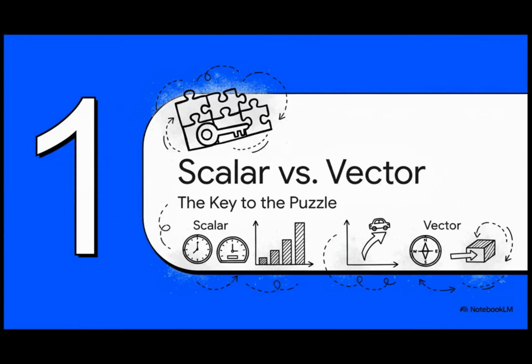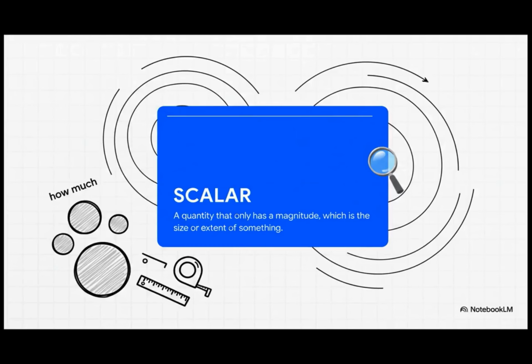The entire key to unlocking this whole puzzle comes down to just two words: scalars and vectors. Seriously, once you get what these two things are, the whole speed versus velocity thing just clicks into place. It becomes totally clear. Okay, so first up, scalar quantities. The simplest way to think about a scalar is that it's just a number. That's it. It tells you how much of something there is, its size or magnitude, but that's all you get. It's pure information about quantity with no extra context.